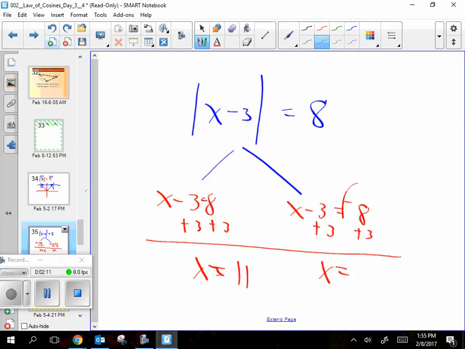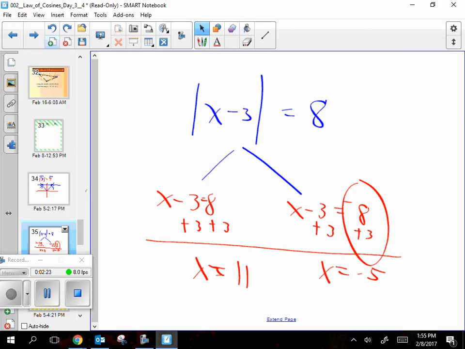Then there's the other side of it. X equals, what's that? Negative 5. Negative 5 is correct. All right, negative 8 plus 3 makes negative 5. So the answers are actually quite different. 11 and negative 5 aren't even close to the same thing.